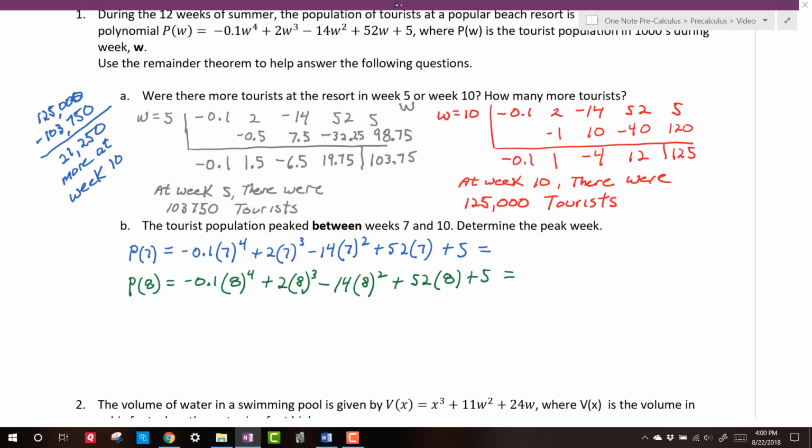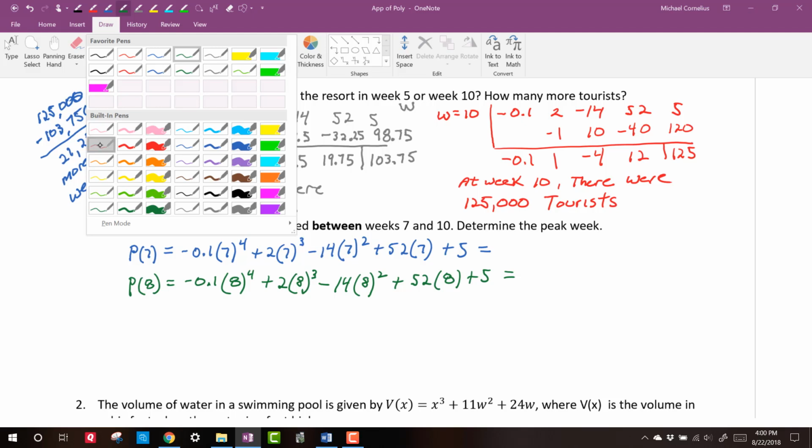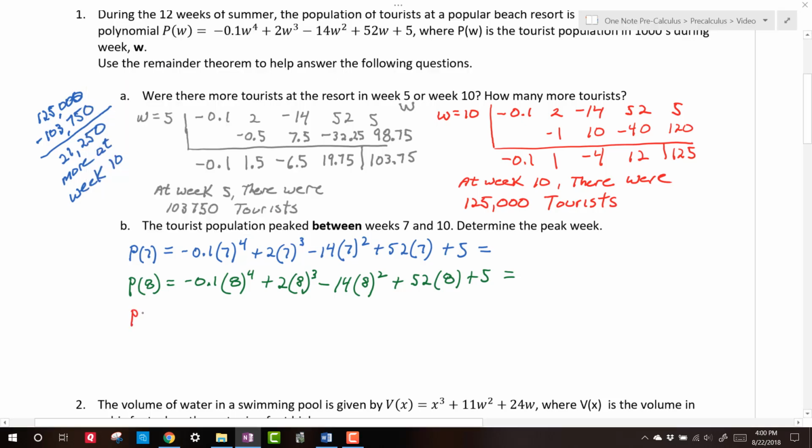And then we're going to do it one more time here, and let's see here, we need some orange here, don't we? There we go. So we'll do P of 9, oops, that's red. Alright, P of 9, negative 0.1 times 9 to the 4th plus 2 times 9 to the 3rd minus 14 times 9 squared plus 52 times 9 and plus 5.